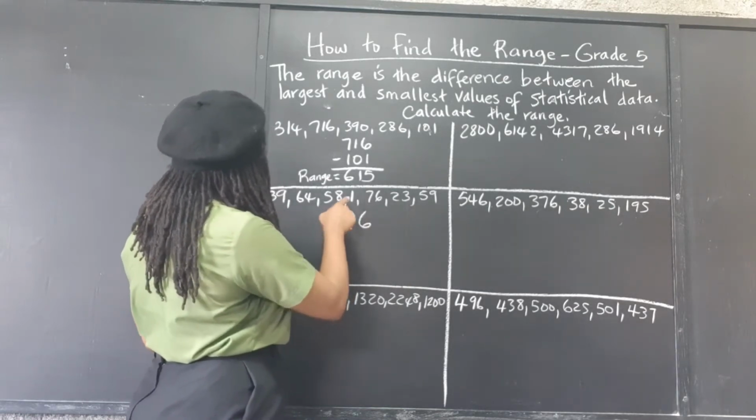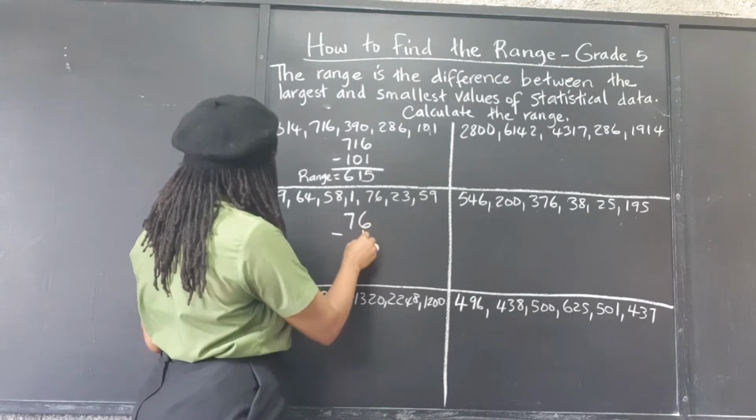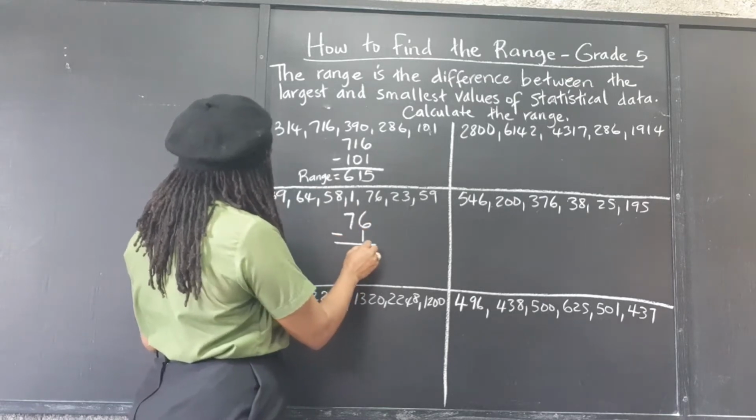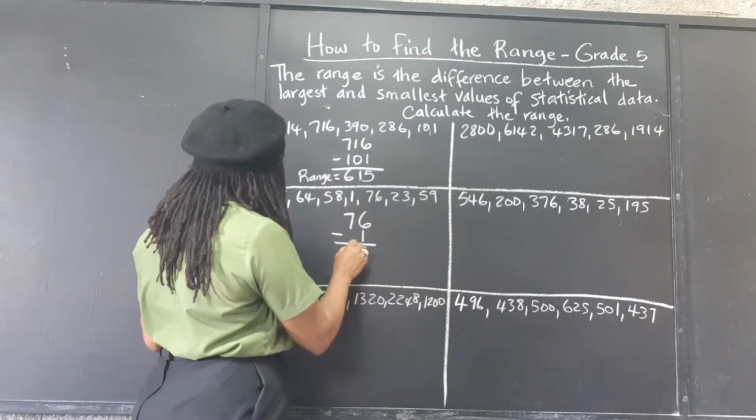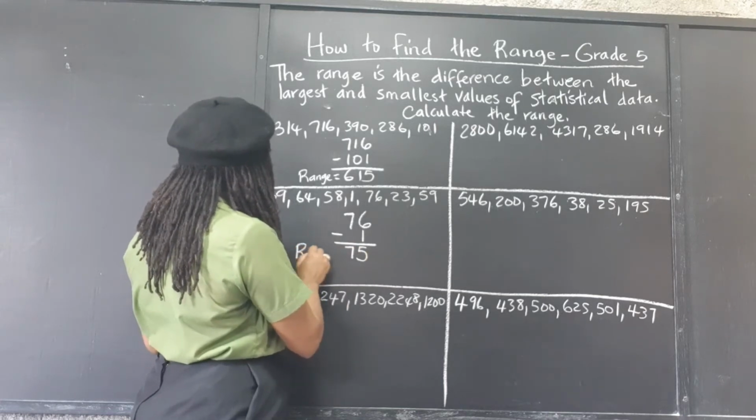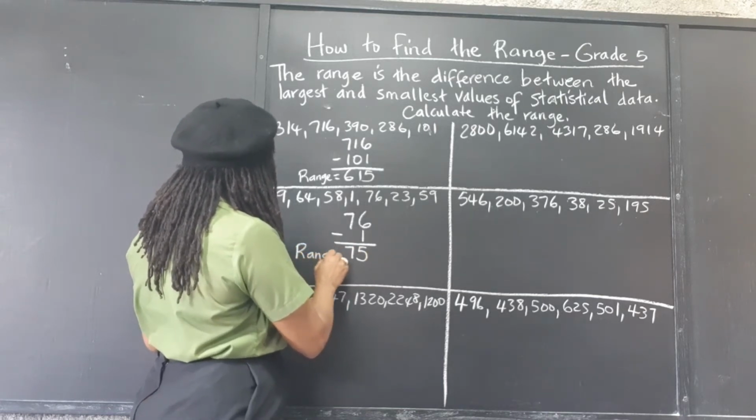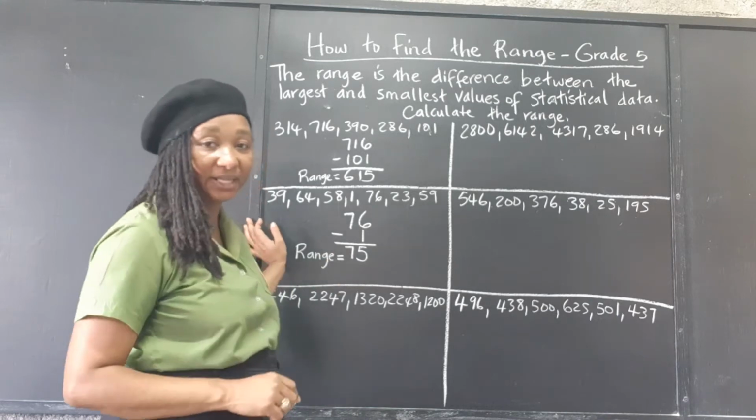Okay, looking at these numbers, the biggest number here is 76. The smallest number is 1. 76 take away 1, that leaves 75. So the range is 75.